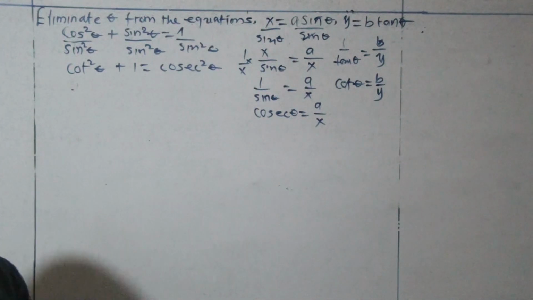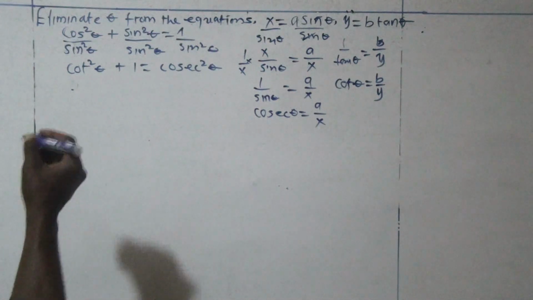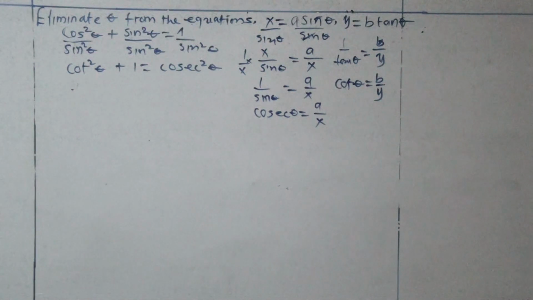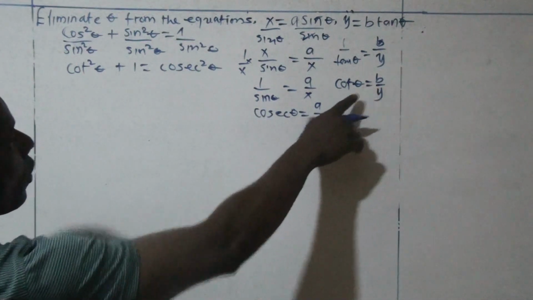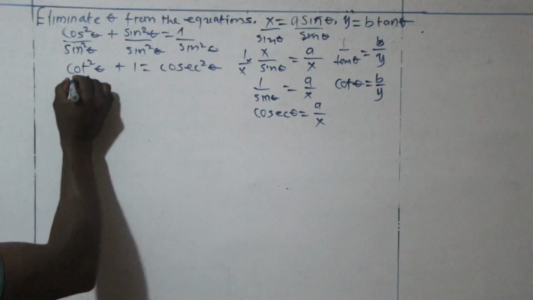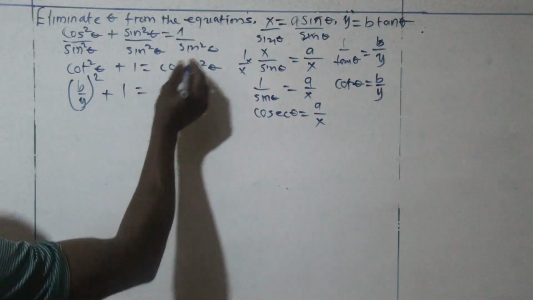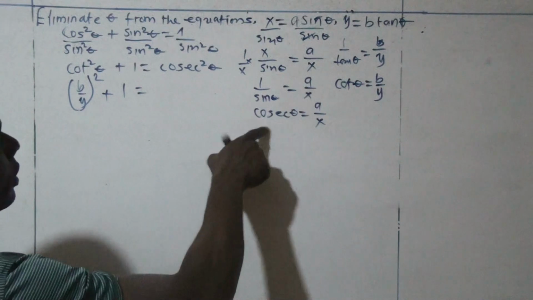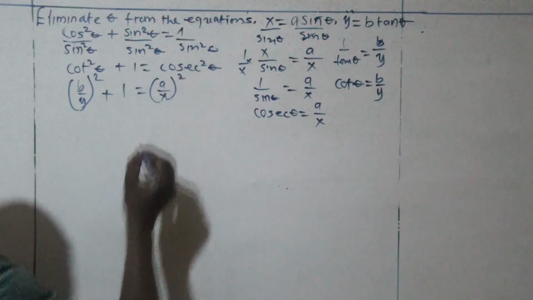Here, the expression obtained is cosec square theta. We will substitute the respective values, and that is how we eliminate theta from the expression, because the question says we should eliminate theta. So by so doing, in place of cot, we know that the expression for the ratio of cot is b over y, all squared, plus 1 is equal to, for cosec, a over x, all squared.